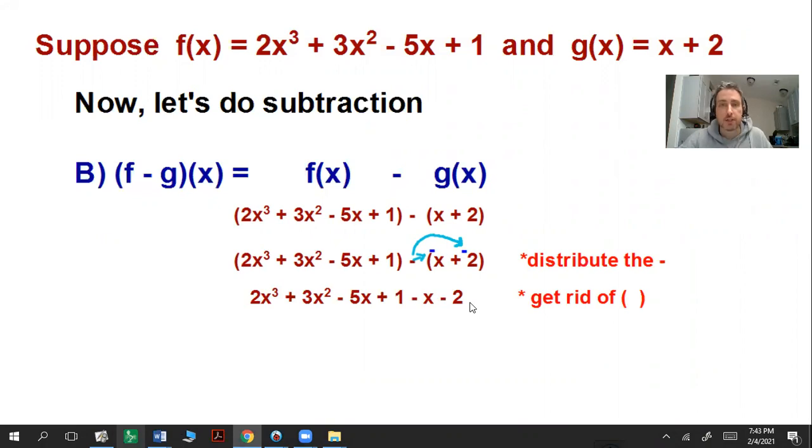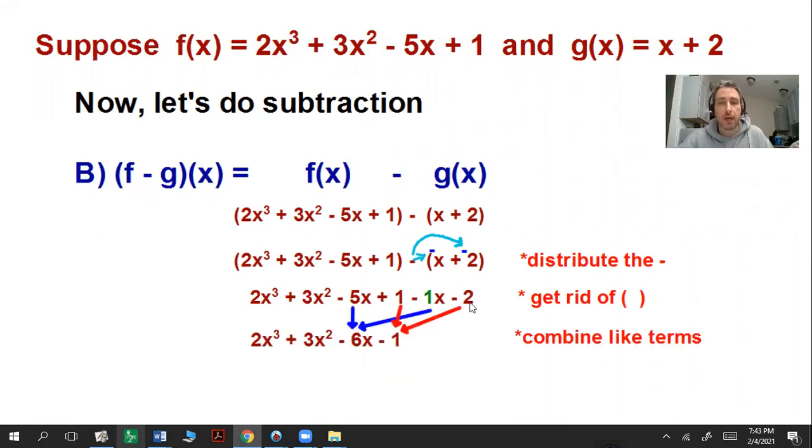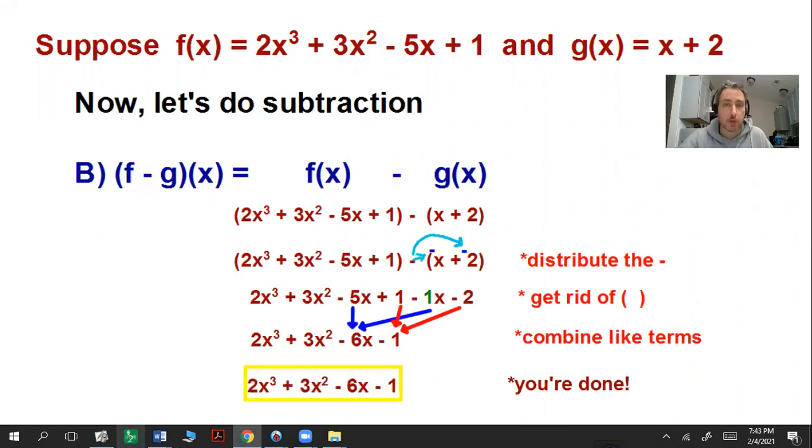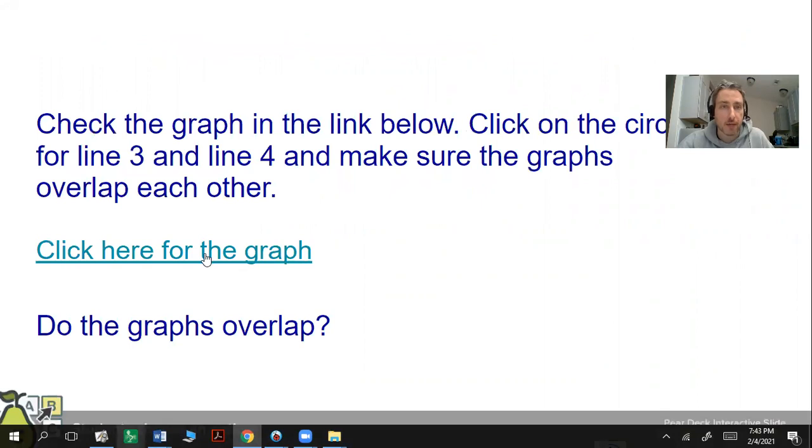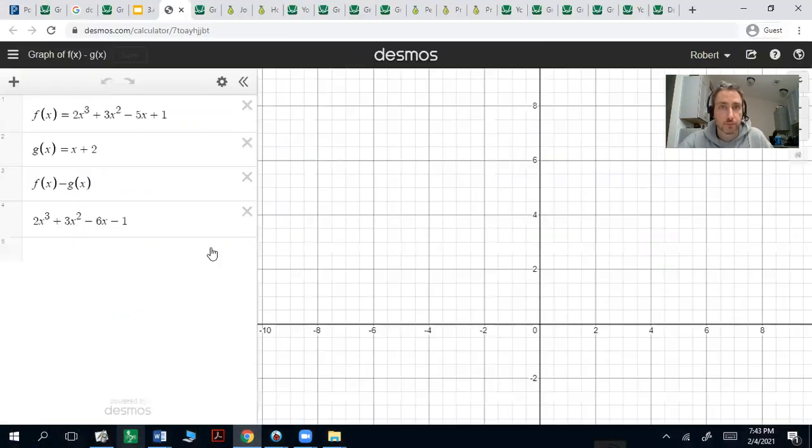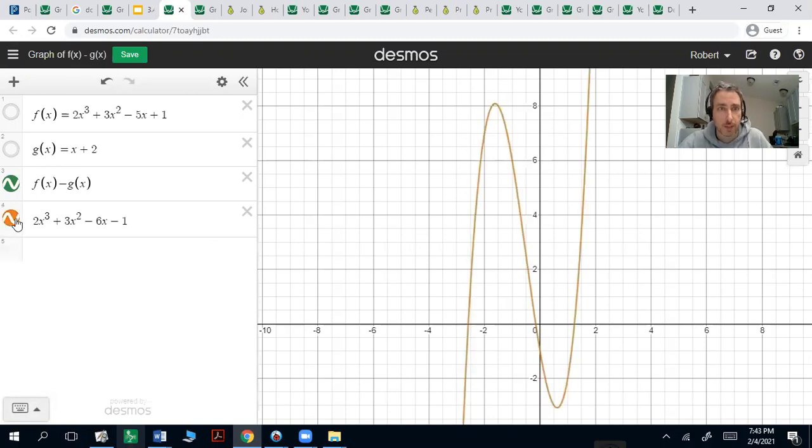Similar to last time, combine your like terms. And maybe that's your answer, 2x cubed plus 3x squared minus 6x minus 1. And we can graph that and just double check that those two graphs overlap each other, which they do.